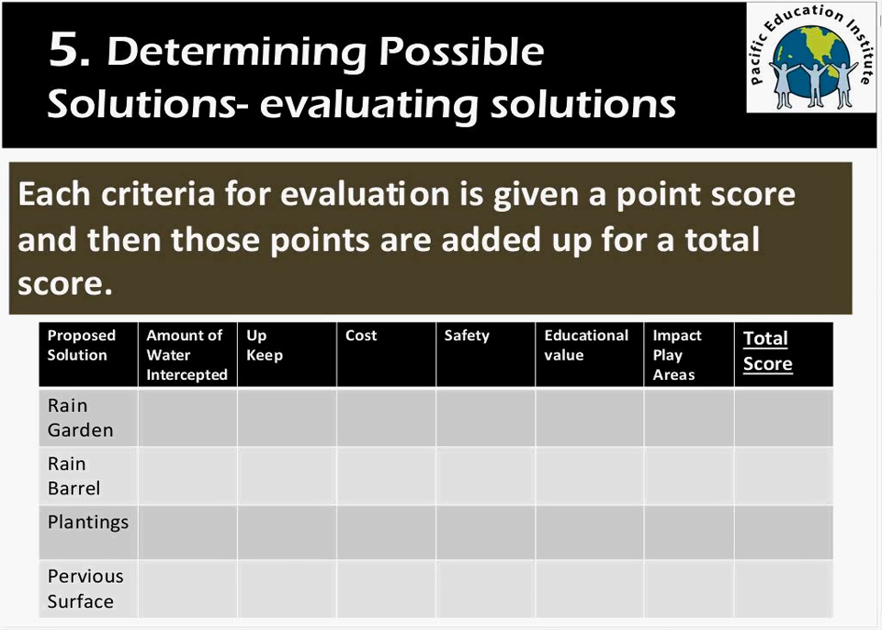Looking at determining possible solutions, we want to evaluate the solution. So I've just chosen 4 of them that we've been looking at: rain gardens, rain barrels, plantings, and pervious surfaces. And you want to look at your criteria. So this criteria is across the top, and you could come up with your own. So the amount of water intercepted, the upkeep of any of these solutions, the cost, the safety, educational value, and impact for play areas. You could weight these so certain things have more value or a greater number to get your total score and give it a criteria.